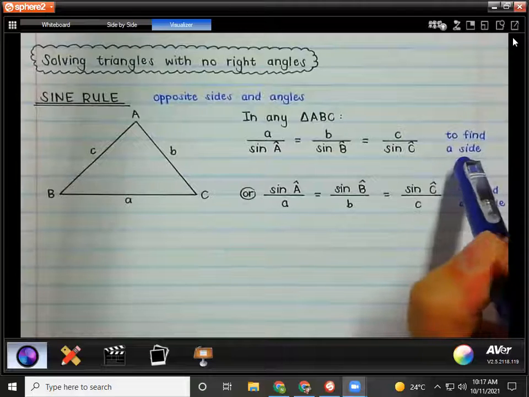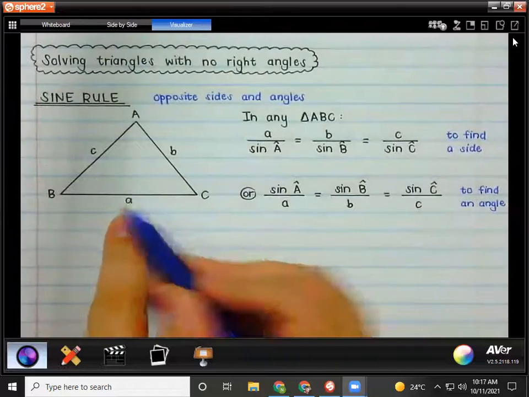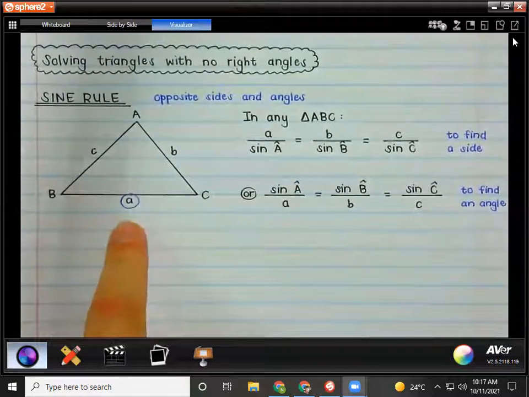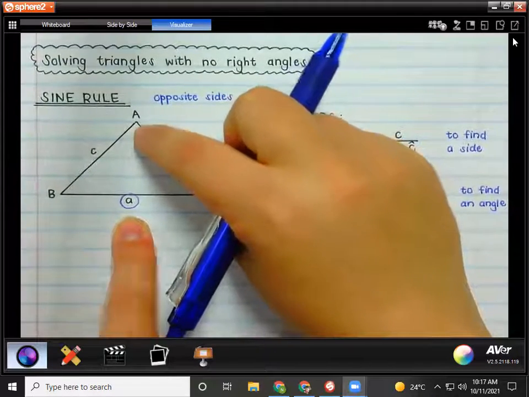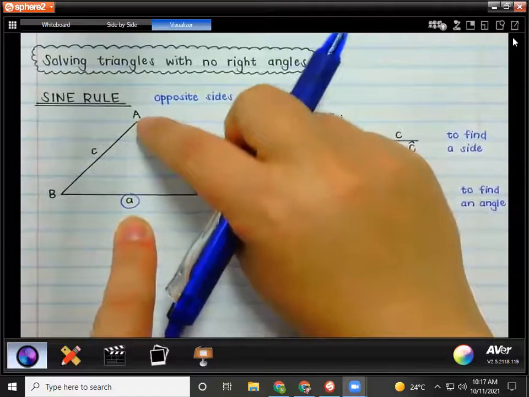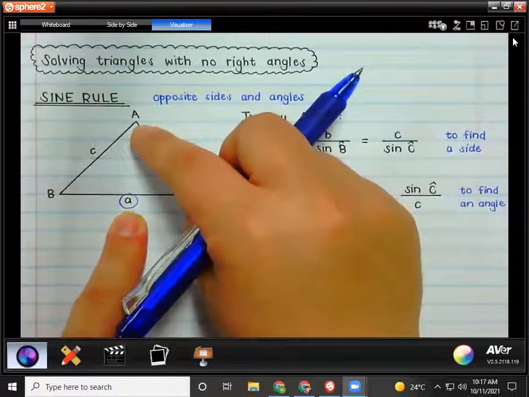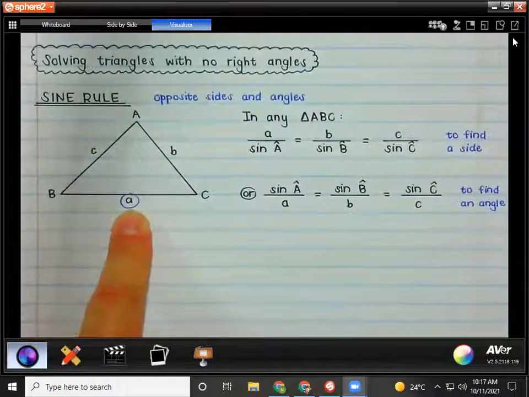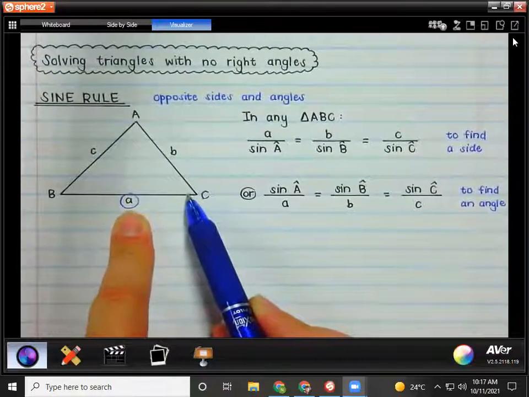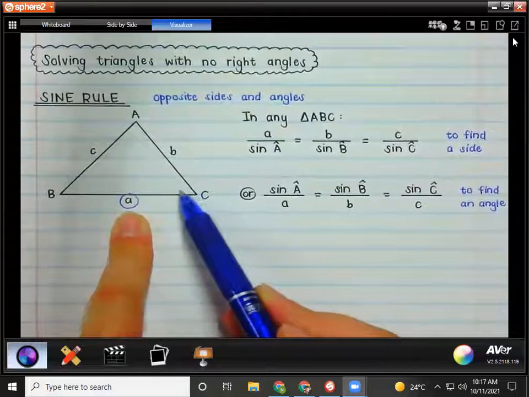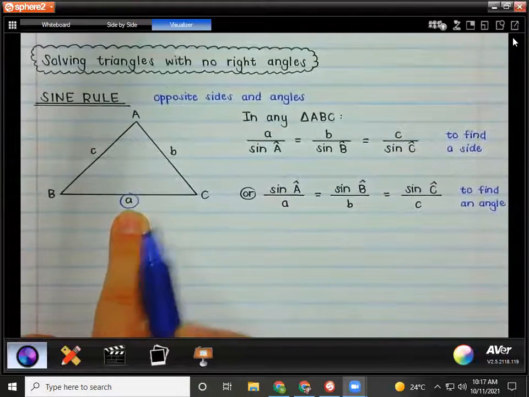So if you're trying to find a side, say we're trying to find side A, you're going to say side A over sine of the opposite angle. Obviously, you'll then have to have that angle. Sometimes you'll have to find it, but you'll say this side, the one that you're trying to find, over sine of the opposite angle, is equal to any one of the other 2 pairs. You can decide. If you have side C and angle C, you're going to work with side C over sine of angle C. We are going to do an example like that now, so don't worry if you're confused.